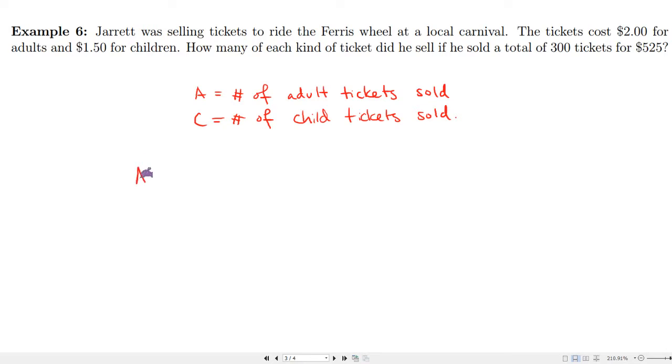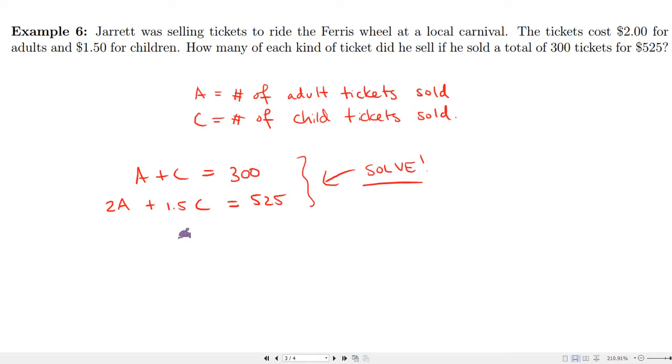So what is A plus C? So the total number of tickets was 300, but an adult ticket was $2. So 2 times A will be the total cost of how many adult tickets were sold. And 1.50 times the number of tickets sold to children will give us the total cost of 525. So now we have this equation that we want to solve.